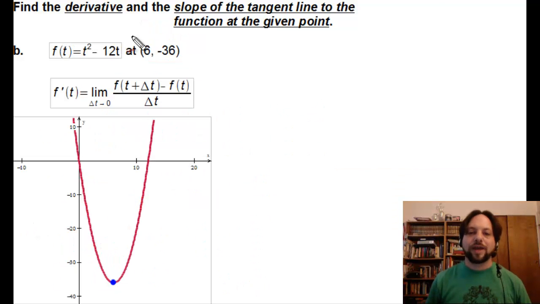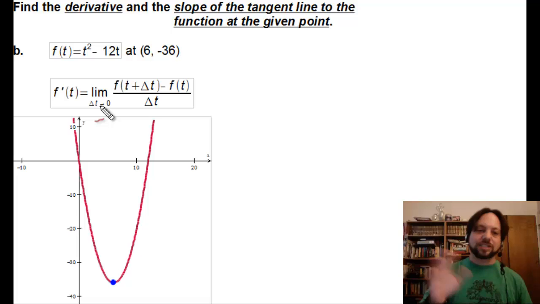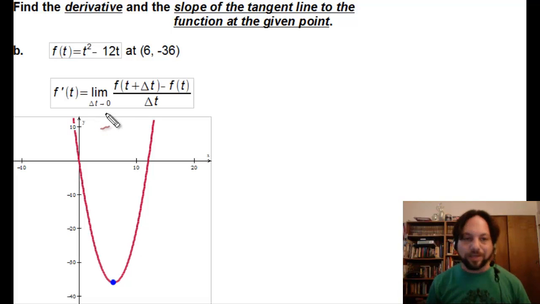In example B, we have this quadratic function of t. So don't be alarmed, I've changed up the definition of the derivative to reflect the fact that we're dealing with a t now. Nothing changes. X, t, whatever you want to call it, they're all independent variables in this case, so no big deal.